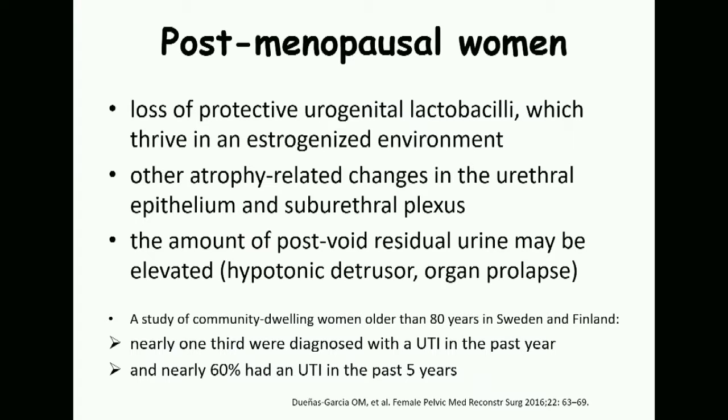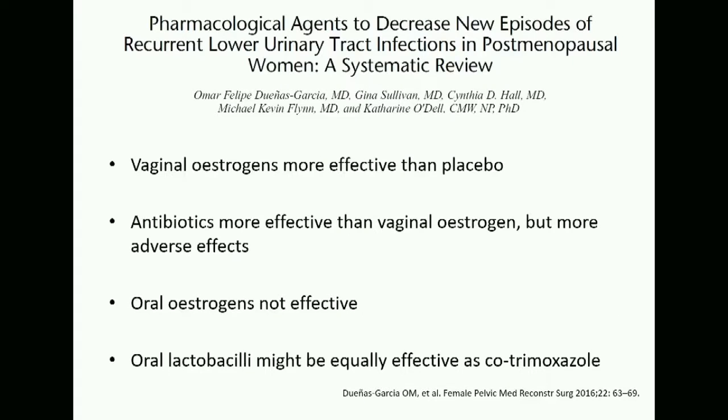And what about the epidemiology? How big is the problem? They looked at the community dwelling women in their 80s in Scandinavia, and nearly 1/3 were diagnosed with an UTI in the past year, and nearly 60% had the UTI in the past year. So it's not like in young women every year, but still it's a burden, and it is already by definition a complicated infection. That means increased risk of complications. What are the pharmacological agents? Of course, vaginal estrogens have been shown to be more effective than placebo.